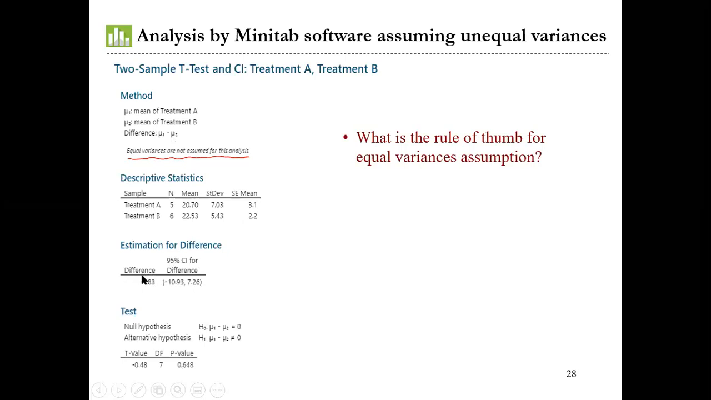And what is the difference? This one, negative 1.82. This is mu1 minus mu2, estimated by y bar 1 minus y bar 2, the point estimate of the difference. Test of hypothesis information: p-value 0.648, degrees of freedom 7, and t0 is negative 0.48. We got the same answer, the same numbers. Okay, any questions so far?